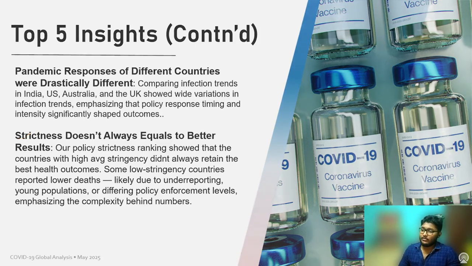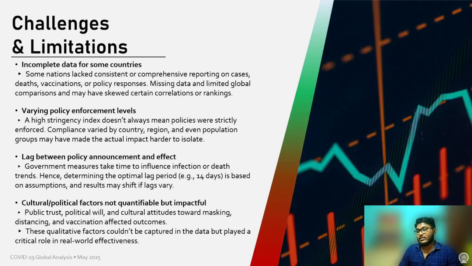Now, moving on, what are the limitations and challenges that we faced? Incomplete data for some countries. As I mentioned in the beginning of this project, some nations lack consistent and comprehensive reporting on cases, deaths, vaccination, or policy responses. Missing data and limited global comparisons may have skewed certain correlations and rankings. Varying policy enforcement levels. A high stringency doesn't always mean policies were strictly enforced. Compliance varied by country, region, and even population groups, which may have made the actual impact hard to isolate.